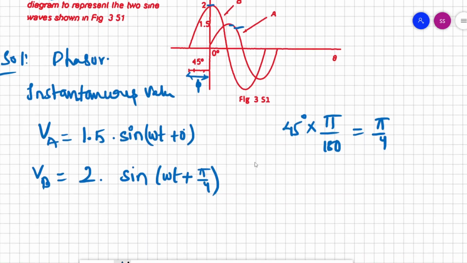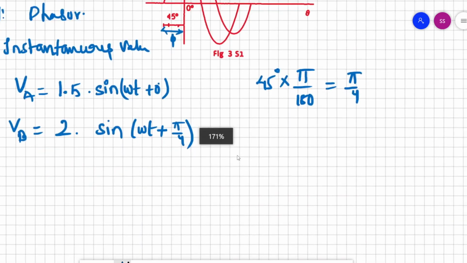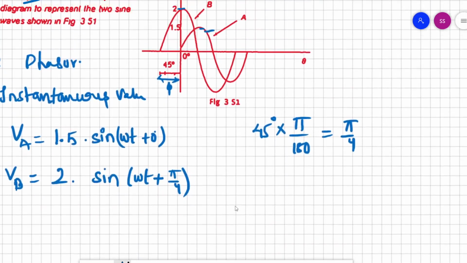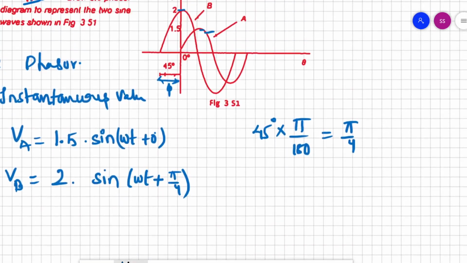Now we need to find the phasors for these waveforms. Okay, so let us try to draw them. I am taking the reference phasor like this, at 0 degrees. Now the first waveform that is leading is the B waveform, and it has a phase shift of pi by 4, which is a 45 degree angle. It is drawn around like this, with a peak value, a magnitude, of 2.